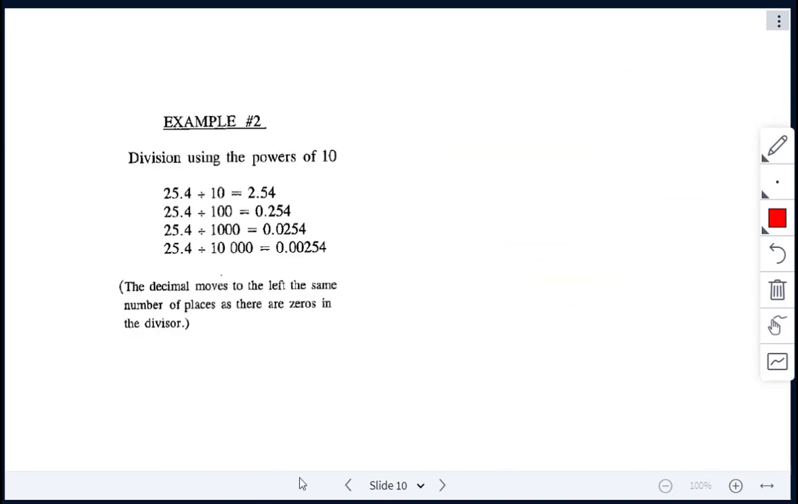This slide is just showing, like we saw in multiplication, division using the powers of 10. So we have 25.4 divided by 10. Our decimal place moved to the left, the same amount as the number of zeros in the divisor. So here 25.4 divided by 100, we're going to move it 2 to the left. 25.4 divided by 1,000, we're going to move it 3 to the left, and so on.